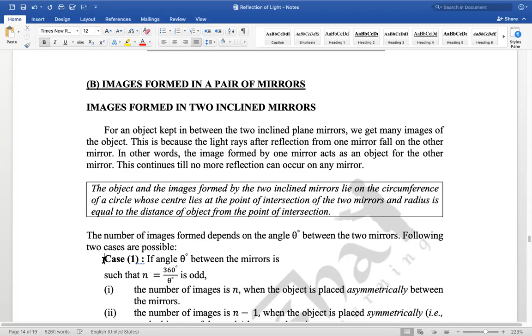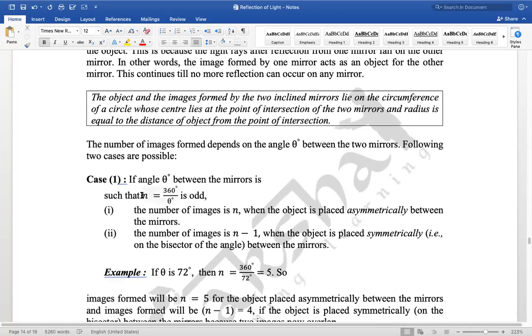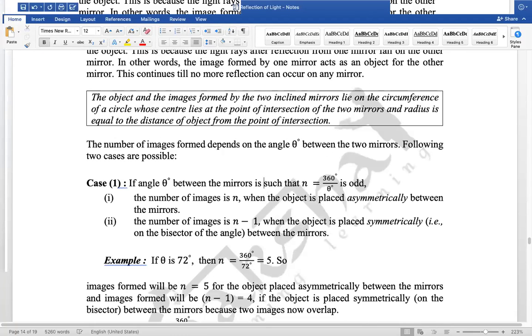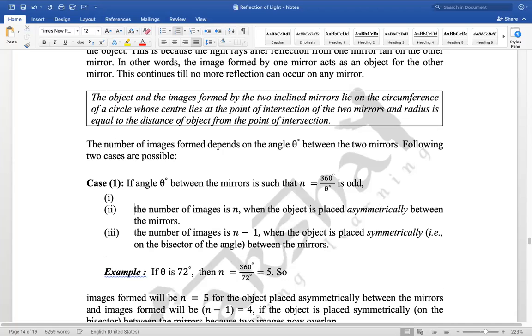In case 1, if the angle theta between the mirrors is such that n equal to 360 degree by theta is odd, then the number of images is n when the object is placed asymmetrically between the mirrors, and the number of images is n minus 1 when the object is placed symmetrically, that is, on the bisector of the angle between the mirrors.